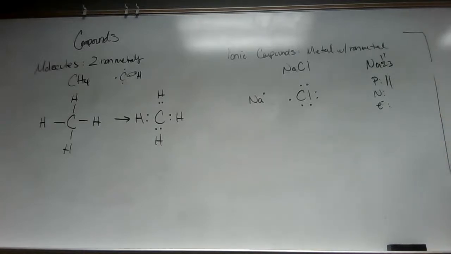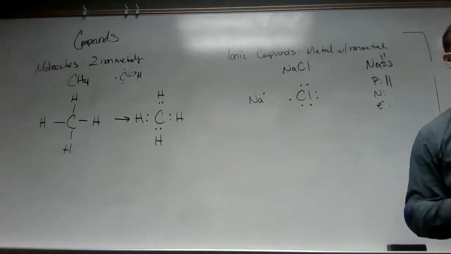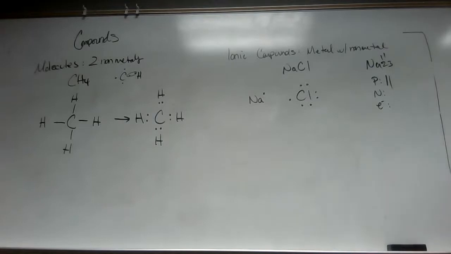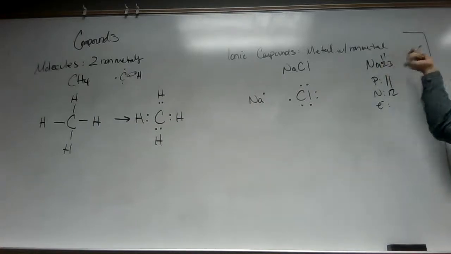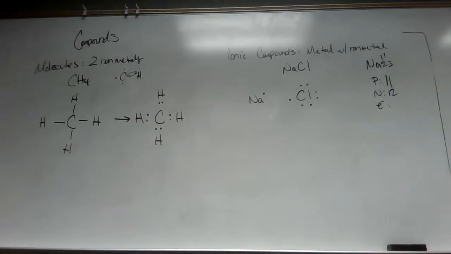How many neutrons does this sodium atom have? Cool. Because we know our protons and our neutrons are the only two components that contribute to our atomic mass of 23. So 11 plus 12 gives us our 23.